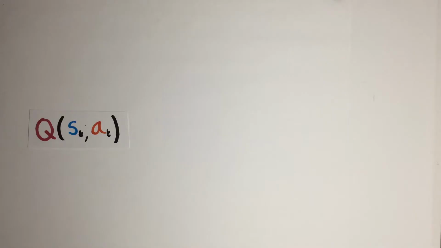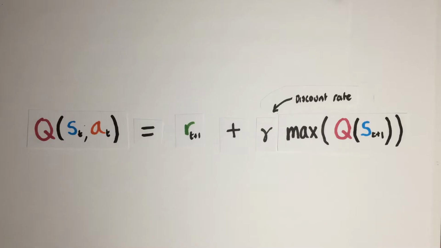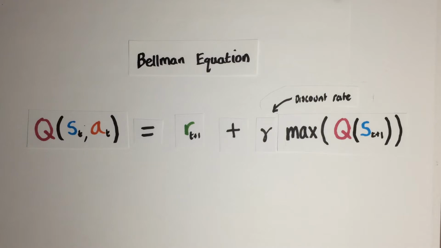Now, there is an equation that models the expected long-term reward of taking an action in a particular state, and it is given as Q of the state and action equals the currently observed reward plus the discount rate gamma times the maximum of the Q values of the next state. This is called the Bellman equation, and I also have a video explaining how it's derived in case you're interested.